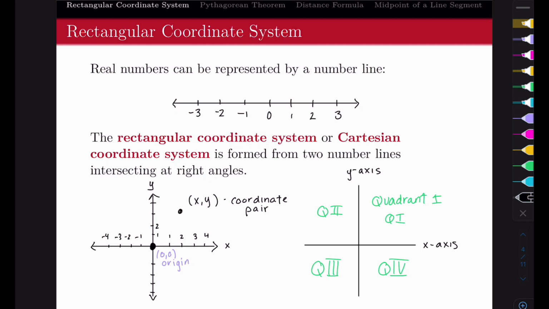And then up is positive in the y direction, and down is negative. Okay. So the reason it's called the rectangular coordinate system is because any point that you plot here, if you drop a straight line back to each axis, it creates a rectangle. So the x tells you how far you move in the x direction, the y tells you how far you move in the y.